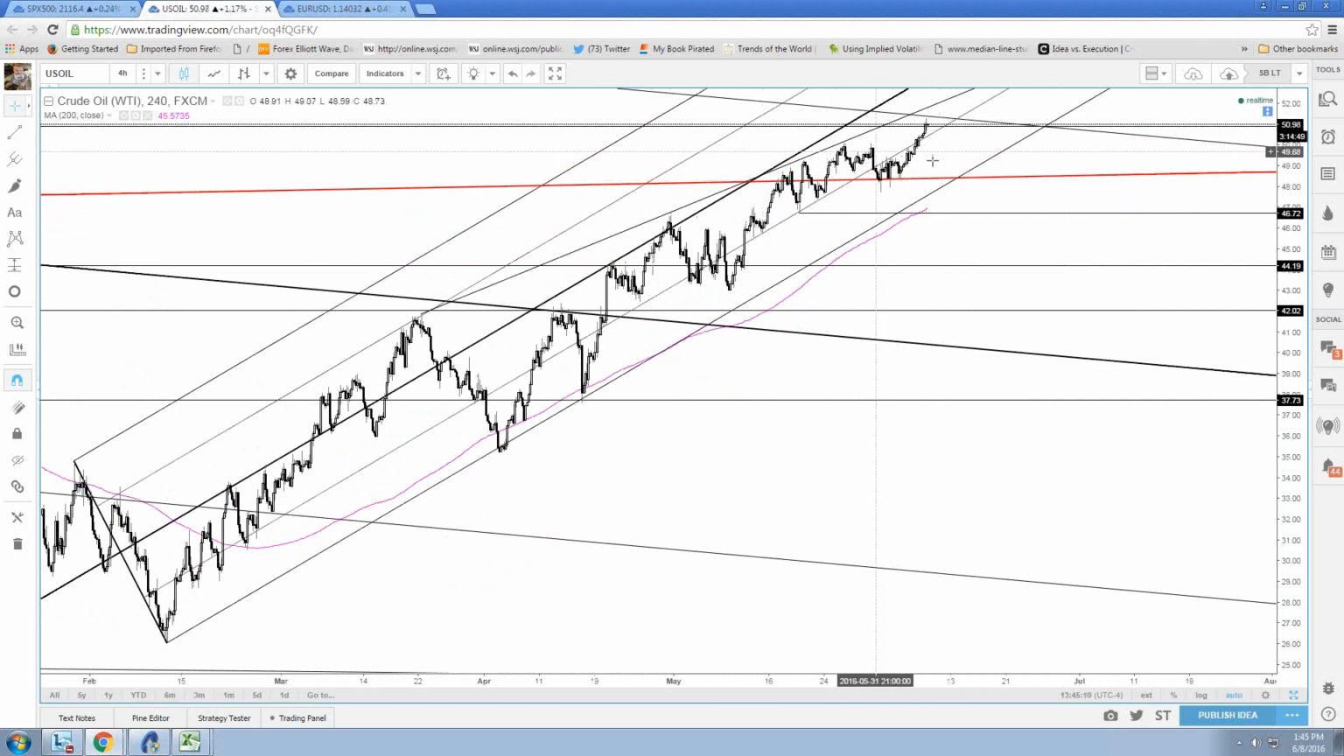So here I thought we had a behavior change, right? Remember, old support became resistance, turned down. I was like, this looks nice. Okay, great. Well, one more push. Okay, so hopefully it holds here.